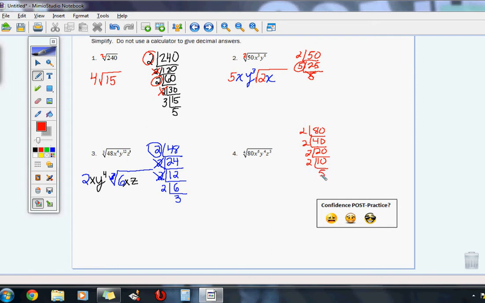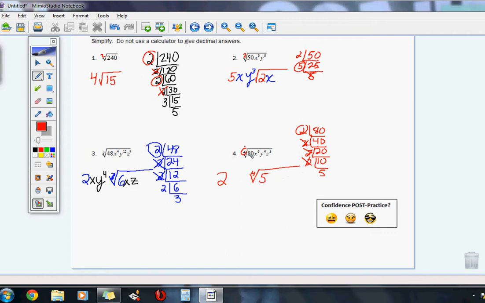So 2, 2, 2, 2, 5. Now the index here is 4. So since the index is 4, we're going to circle, cross, cross, cross. By doing that, we've gotten rid of 3 2's. One 2 comes out. Then we're going to have that fourth root that goes back inside of 5.